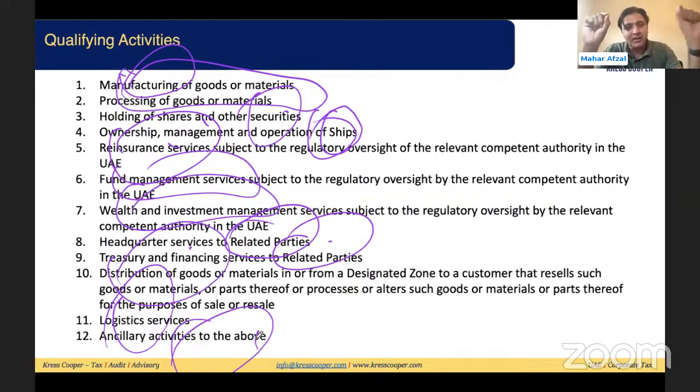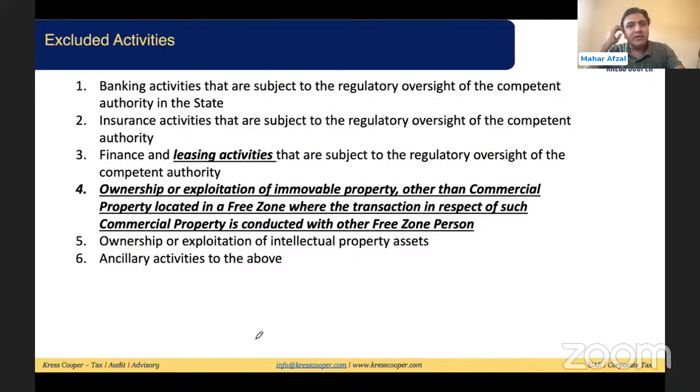None of these services are specifically pertaining to the real estate business. So just keep in mind, if any contractor, subcontractor, broker, or developer is a qualifying free zone person, that qualifying free zone broker, developer, contractor, or subcontractor cannot earn income from a non-free zone person which will be a qualifying income. Just keep in mind.